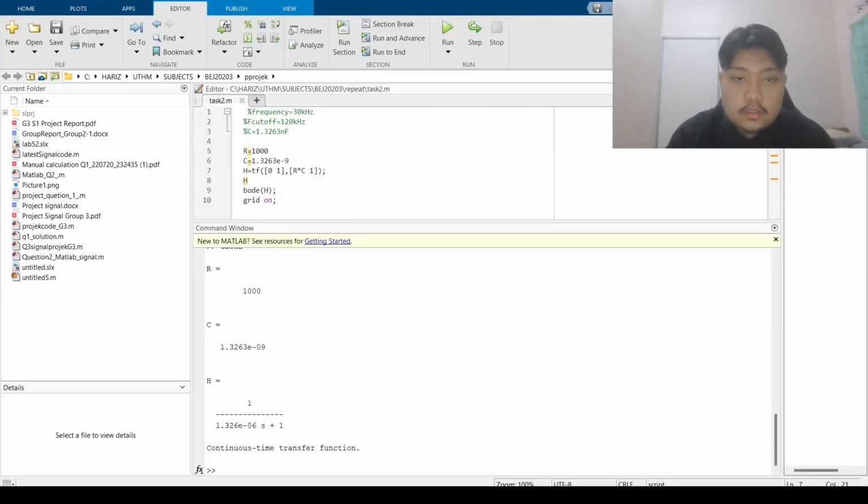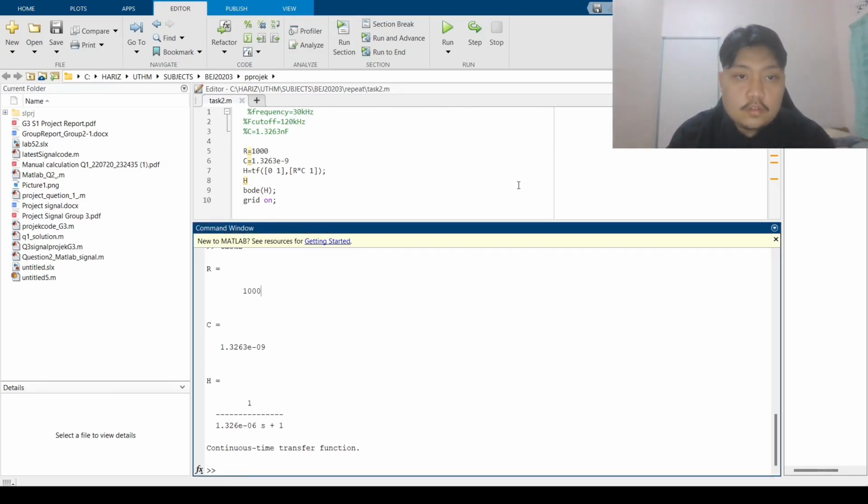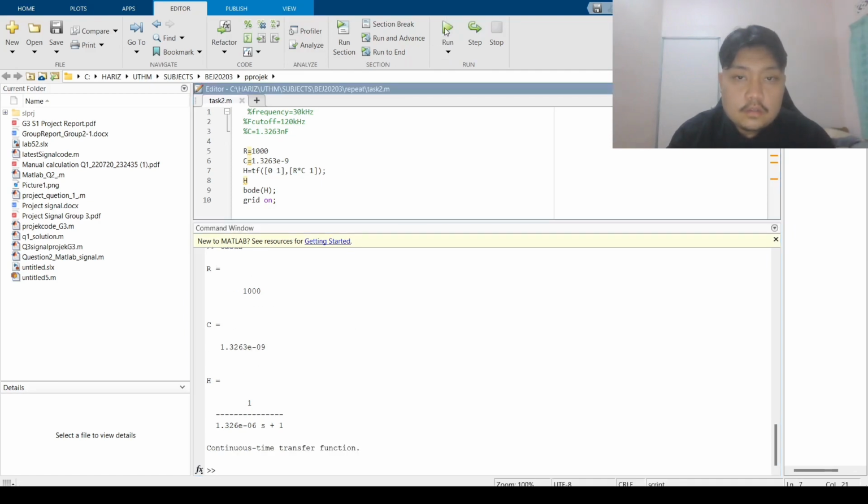Hello, Assalamualaikum. Now for the simulation of task 2. So we have the frequency 30 kHz, cutoff of 120 kHz. So we calculate using MATLAB. So we have C is 1.32, the same as the manual calculation. Put in this coding to find the code for the diagram. Thank you.